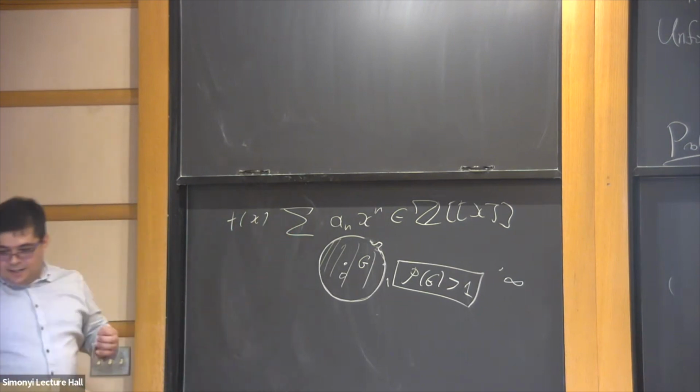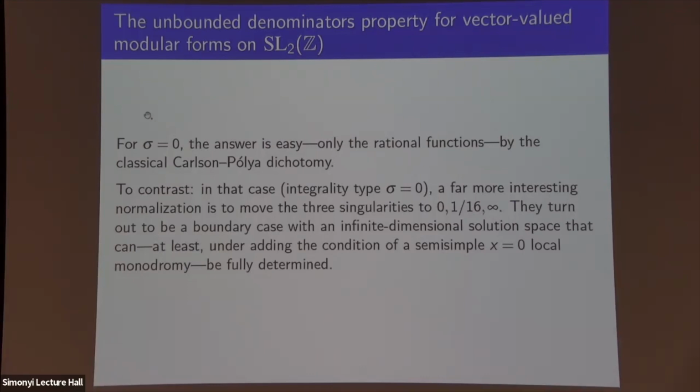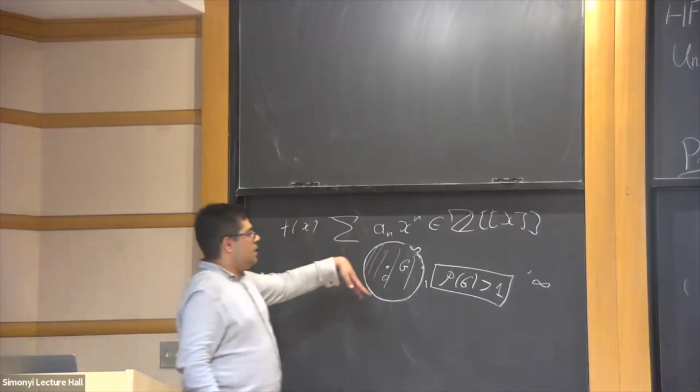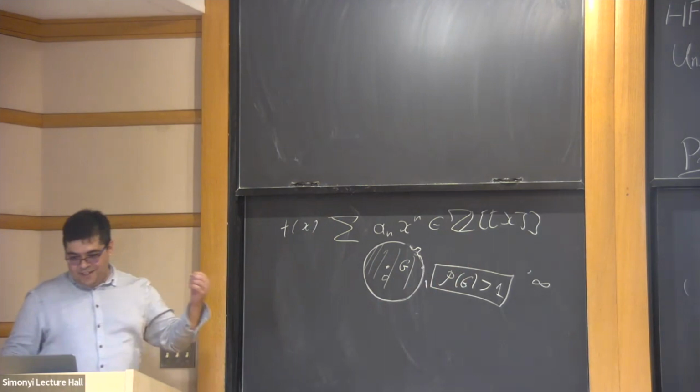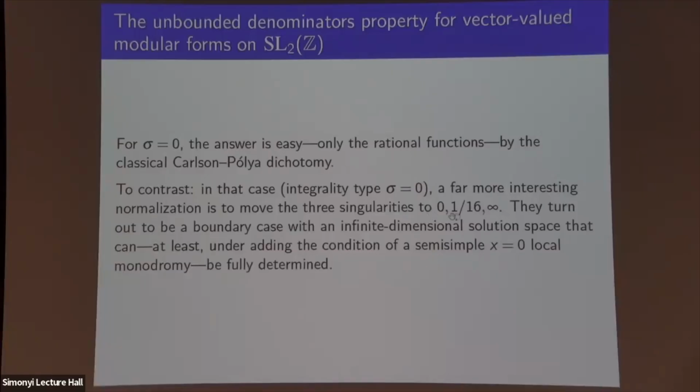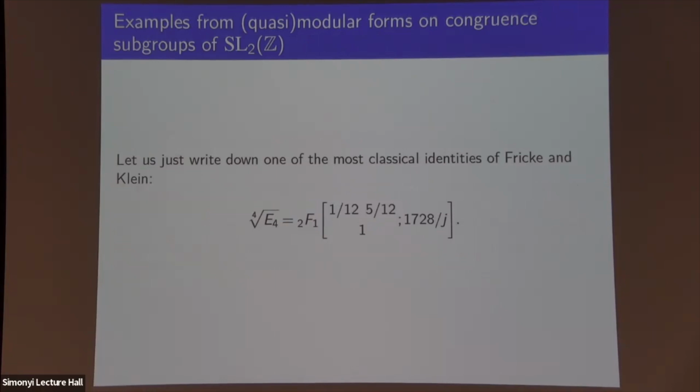And so the question acquires meaning when, firstly, sigma is positive, and it is important how we normalize the three singularities. To contrast, in the previous discussion that Tang presented at the number theory seminar for the unbounded denominators conjecture, we were concerned with integer formal functions. In fact, for the most part, these were algebraic functions of the modular lambda function. But then we have a different normalization: the singularities were at 0, 1 over 16, and infinity. So it's a different problem.